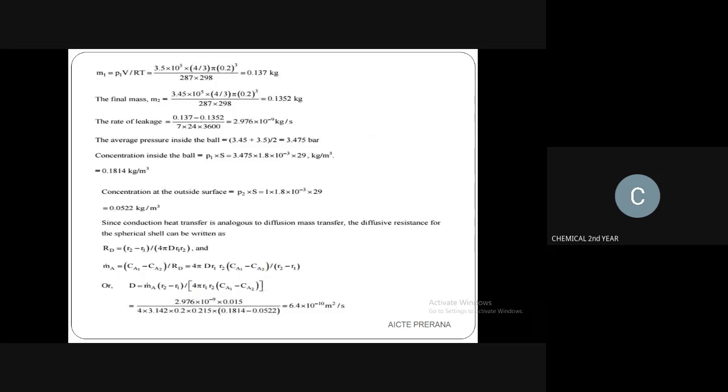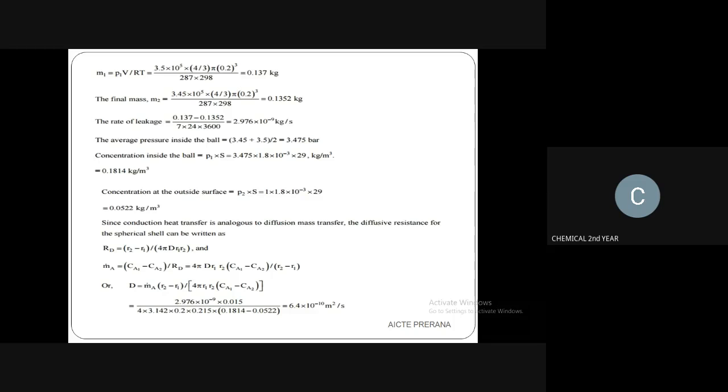This is the same kind of problem which we have seen in the previous problems. The same thing: we consider a rubber ball, and you have to find the mass. Initially there will be one mass, and after 7 days the pressure will decrease. The same procedure will be followed here also. The same kind of problem will be asked repeatedly, so concentrate on these types of problems for the GATE questions.